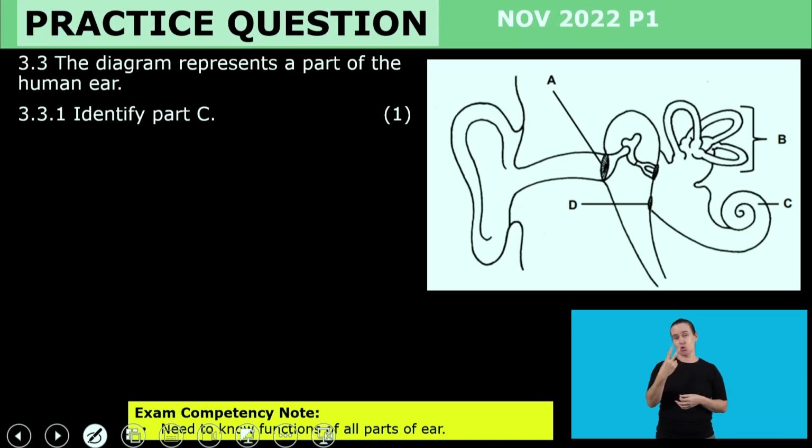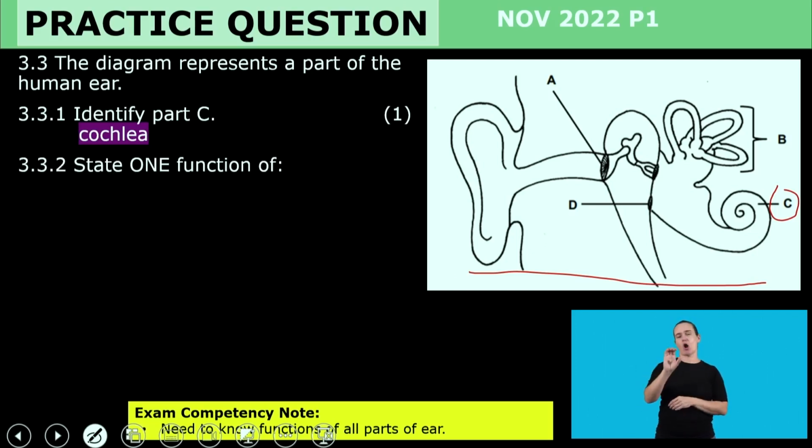Matric learners, coming back from the ad break, let us look at November 2022, paper 1, question 3.3. The diagram represents a part of the human ear. You look at the diagram, it's a complete human ear: outer, middle and inner ear. 3.3.1, identify part C. You look at part C, which looks like a shell of a snail, it's the cochlea.